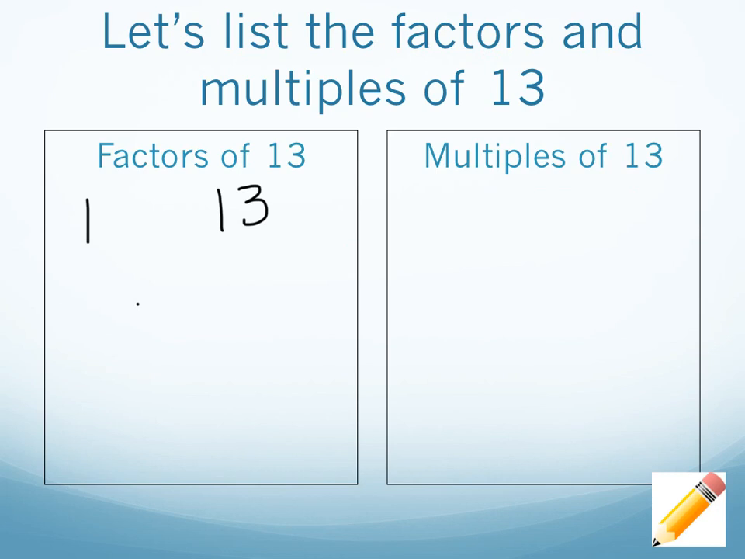To list multiples of 13, I think about multiplying or skip counting by 13. The first multiple of 13 would be 13. The second multiple of 13 would be 26. The third multiple of 13 would be 39. The fourth multiple of 13 would be 52.